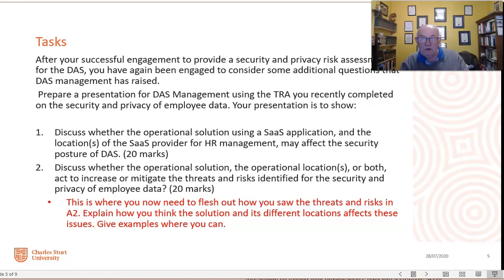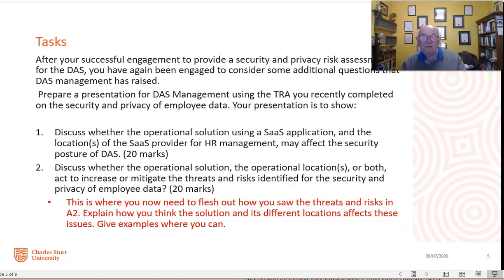So what we've got to do here: we've had a successful engagement to provide a privacy and security risk assessment for DAS, and you've now been engaged to consider additional questions that senior management at DAS has raised. So now you need to prepare a presentation for them using the threat and risk assessment that you've done in assignment 2. And your presentation is to show, initially, let's look at the first 2 questions.